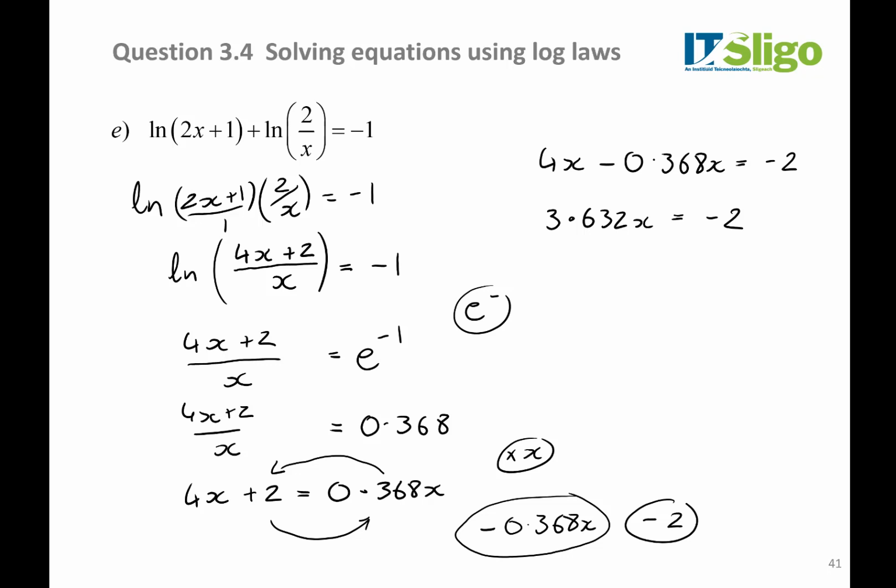And now we're nearly there. We can divide both sides by 0.362. So we get x is equal to minus 2 over 0.362. Our answer is obviously going to be negative. Oh, sorry, hang on. I'm making a mistake here. I'm sure you spotted it. I'm dividing by 3.632.